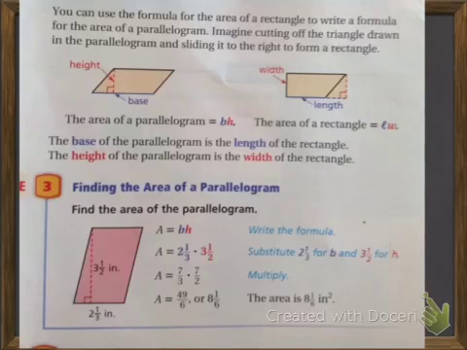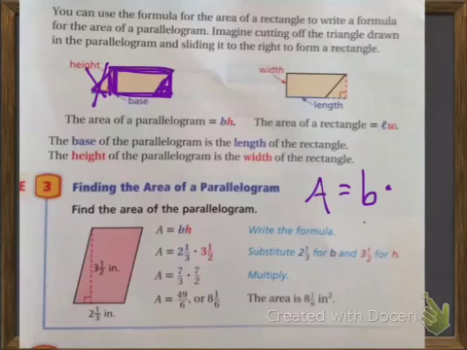But if I draw the height here, and if I cut off this section and insert it over here, now all of a sudden I have a rectangle. So that's why it's the same formula for a parallelogram as it is for a rectangle. The area of the parallelogram is A equals base times height. For this one, you cannot do area equals length times width. You can say area equals base times height for a rectangle, but not area equals length times width for a parallelogram.